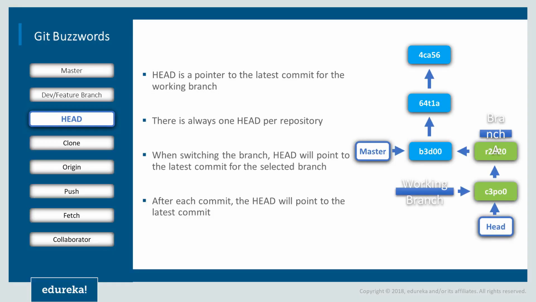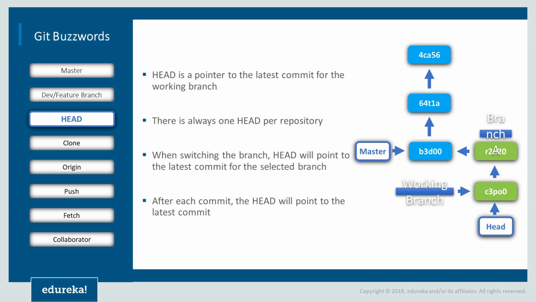Then comes the HEAD, which is the pointer to the latest commit for the working branch. There is always one HEAD per repository. When we switch the branch, the HEAD will point to the latest commit of the selected branch. For example, if I'm on branch A and I have switched to it, then HEAD will point to the latest commit, right?